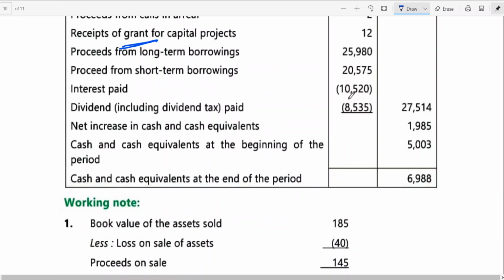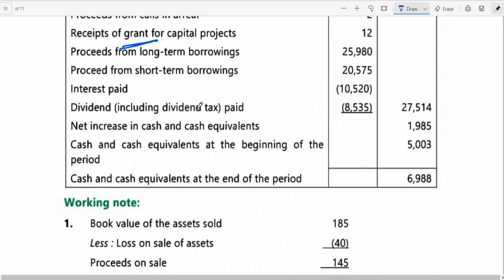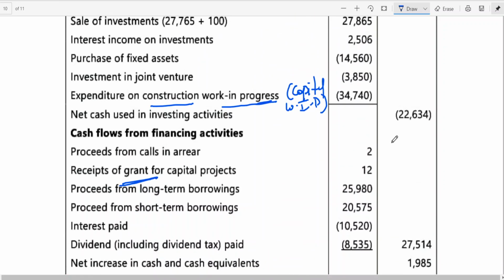Interest paid, this I already explained you. 10,000 is interest expenses, but interest paid is 10,520. This is also what activity, my dear friend? Financing activity. Then dividend, including dividend tax paid, is also financing activity. So then 27,514 you are getting from cash flow from financing activity.